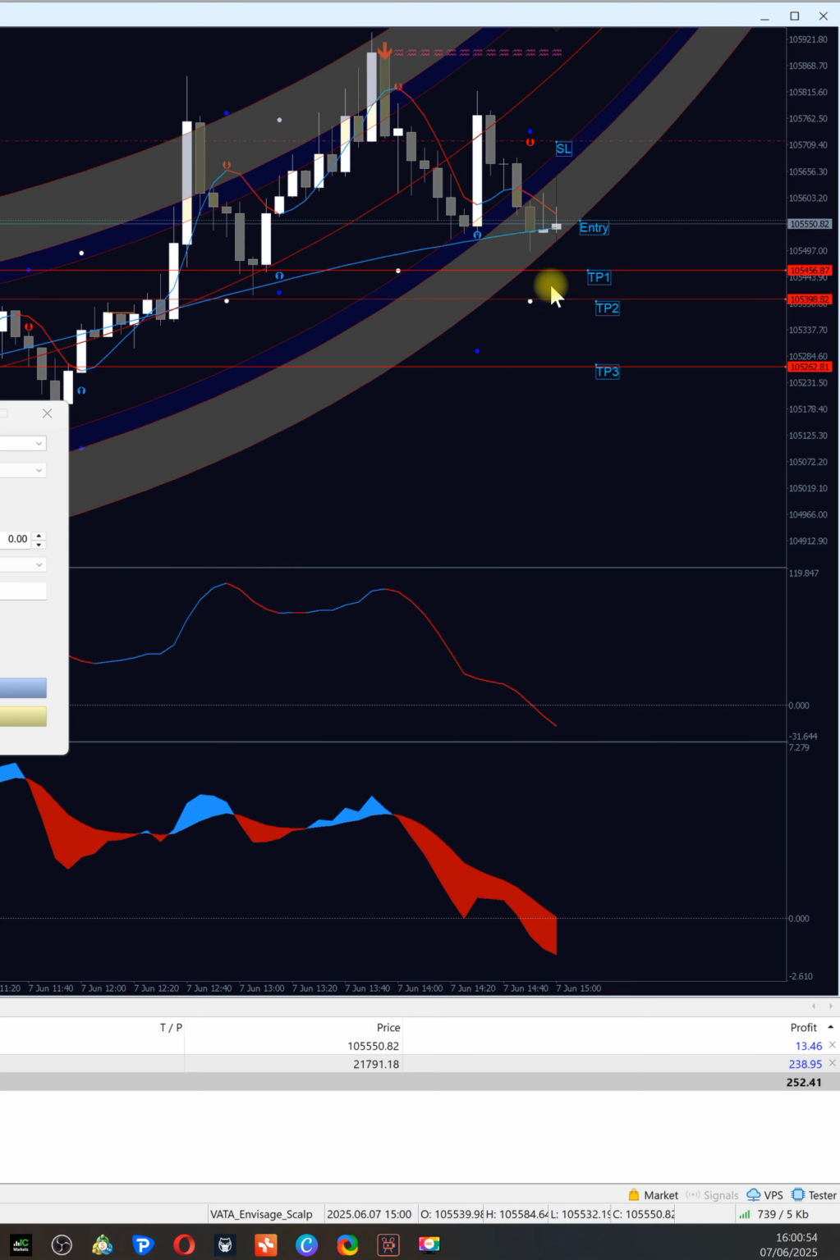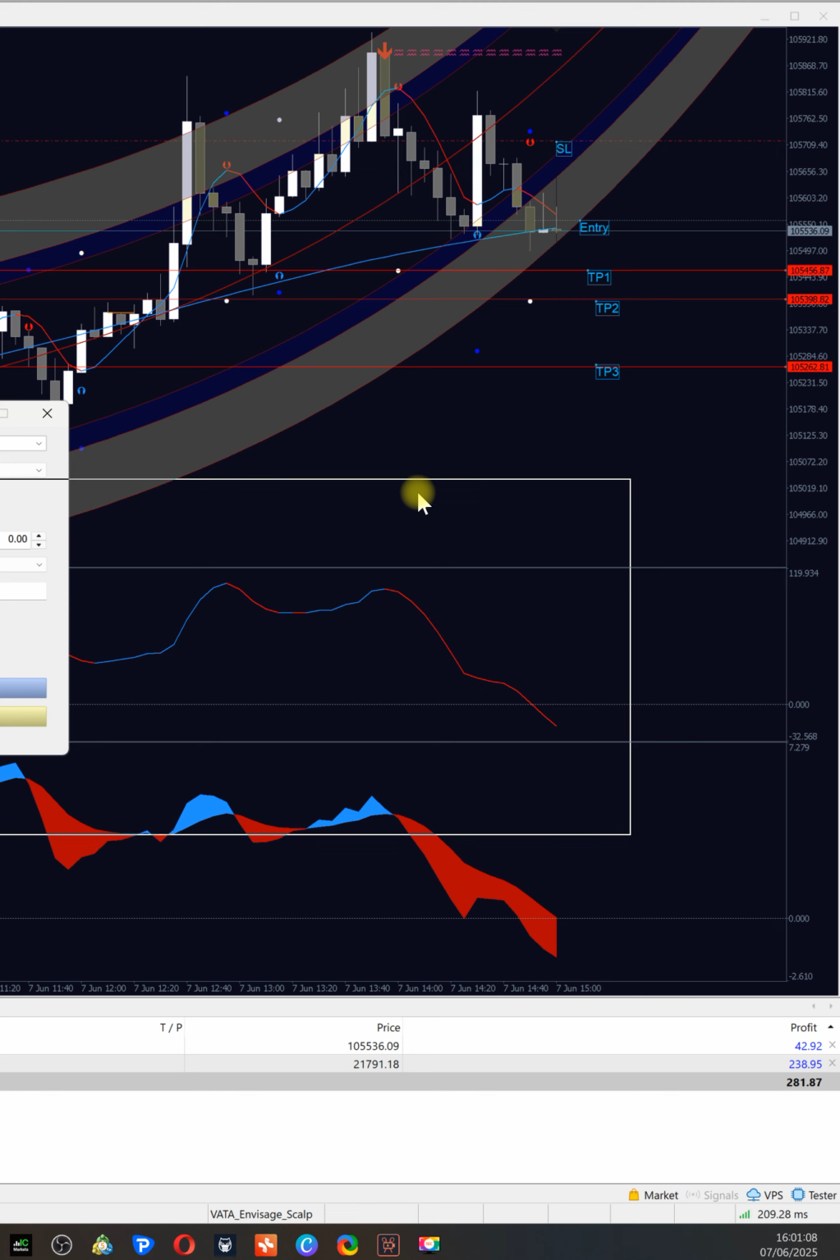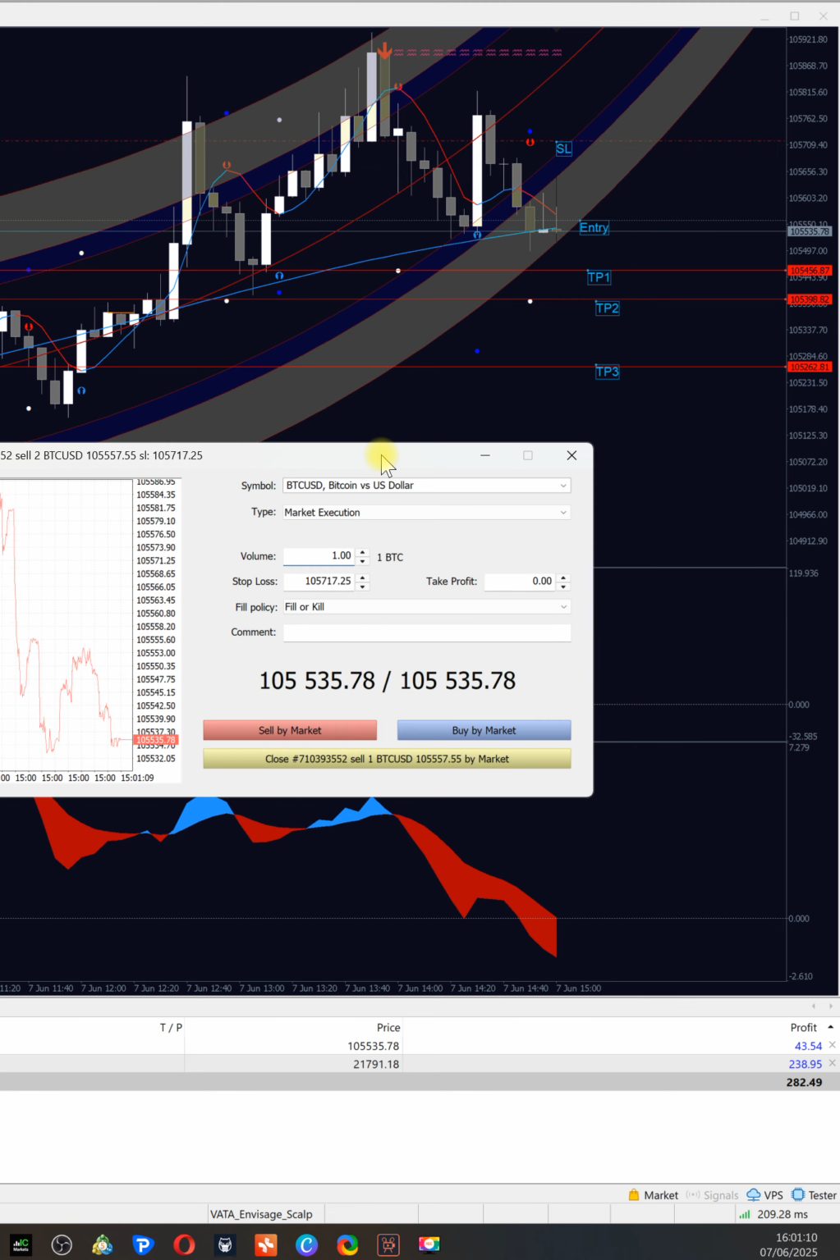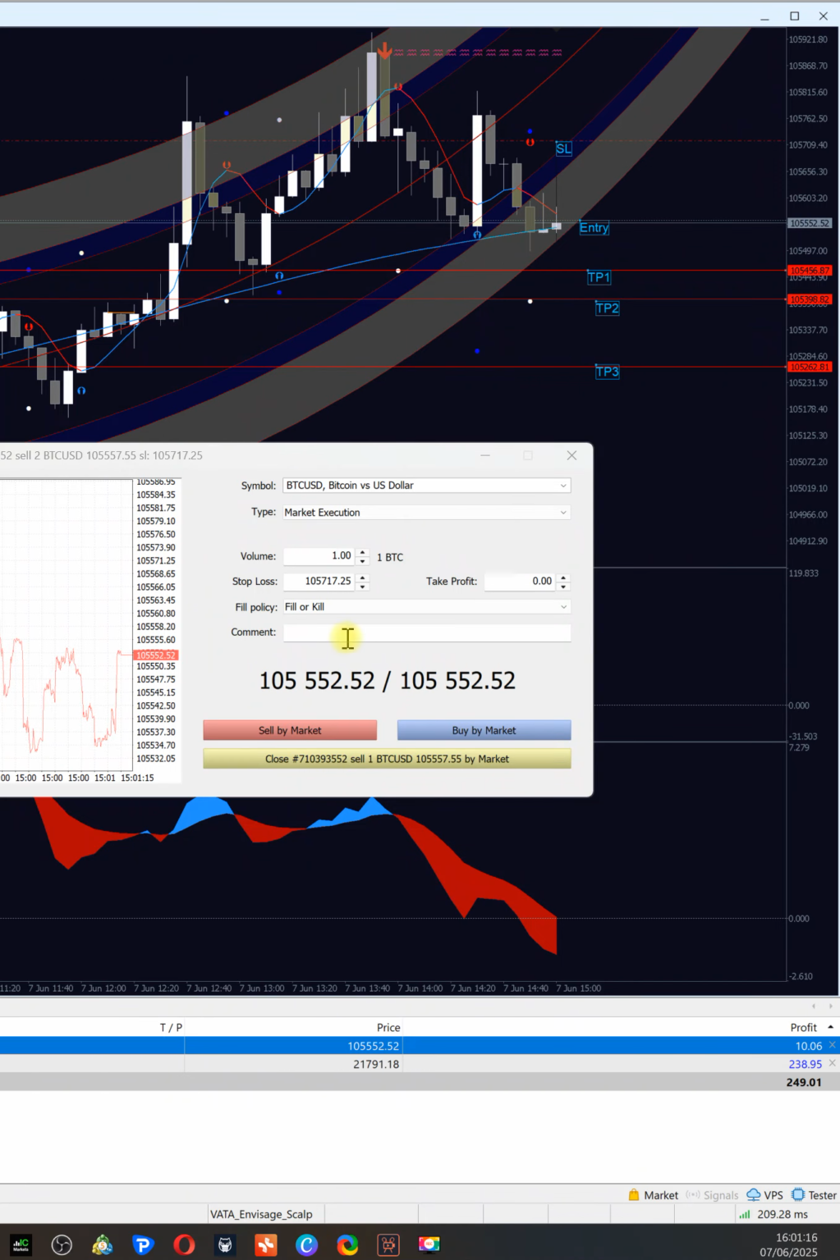We are still hopeful that market is going to come down and give us at least TP1 and TP2, and then we will be able to take partial profit, move our stop loss to break even or trail our stop loss, and then we will leave the rest. Let's see how it goes. I already have a position running. So 2 lots is what we have right now at the moment, and this is the profit running at the moment. And as soon as the market touches TP1, I'm going to close half. Let's see.